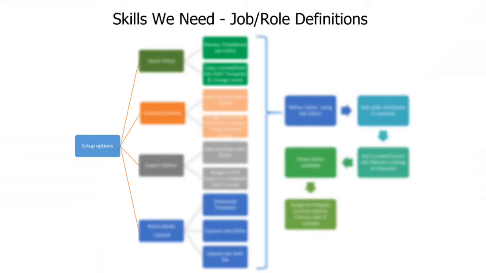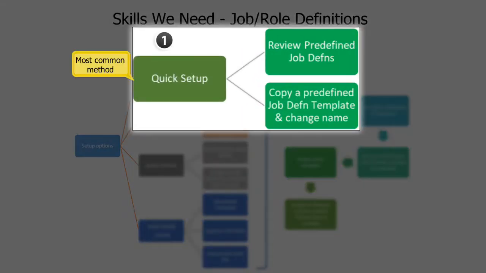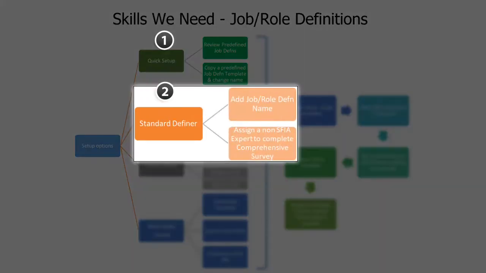There are 4 basic ways of setting up job and role definitions in order to capture the skills we need. The first and most common is the quick setup method. This makes use of some predefined job definition templates or your own previously defined jobs, from which you can build new job definitions.